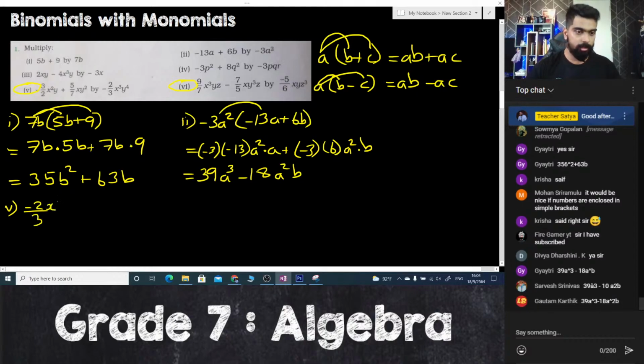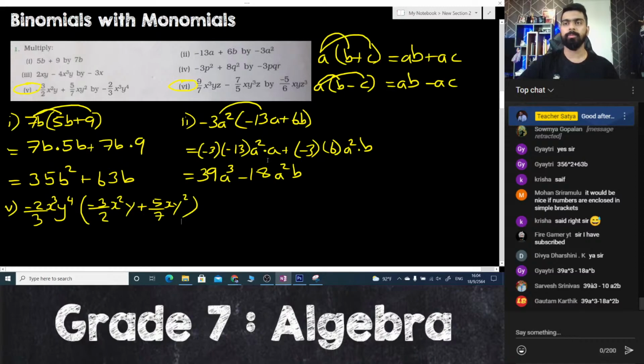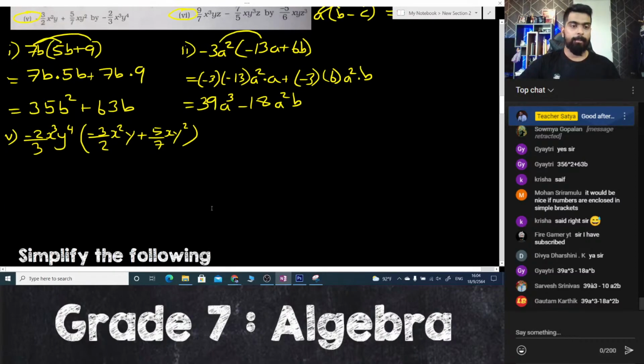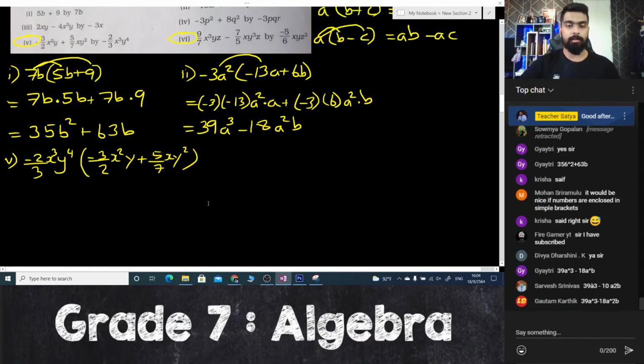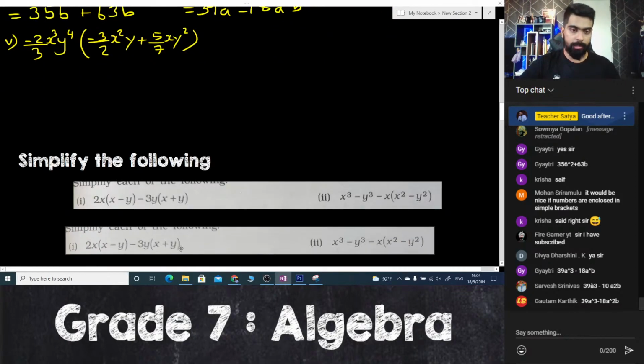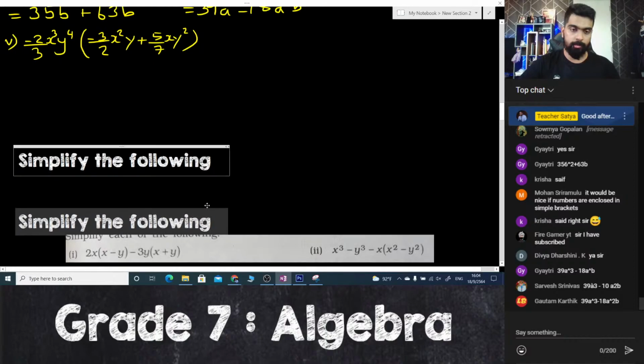x cubed y to the power of 4 multiplied with negative 3 over 2 x squared y plus 5 over 7 x y squared, right guys? Very good, guys. All right. Now, again, let me move this a bit down so we have more space.